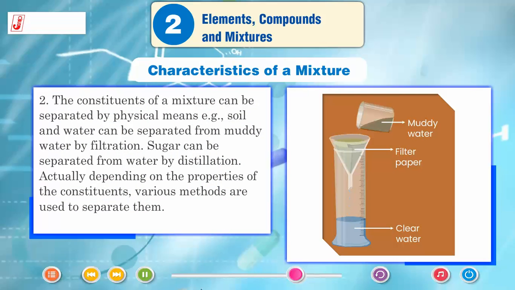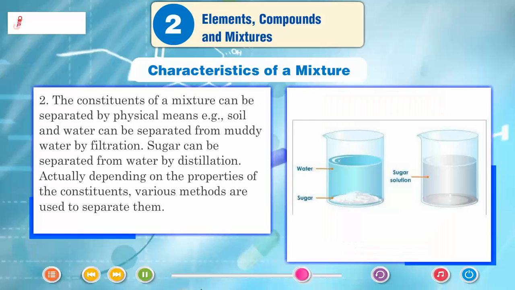The constituents of a mixture can be separated by physical means. Example, soil and water can be separated from muddy water by filtration. Sugar can be separated from water by distillation. Actually, depending on the properties of the constituents, various methods are used to separate them.